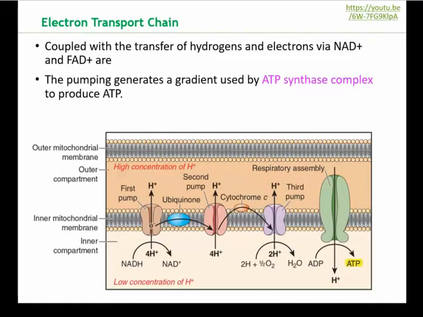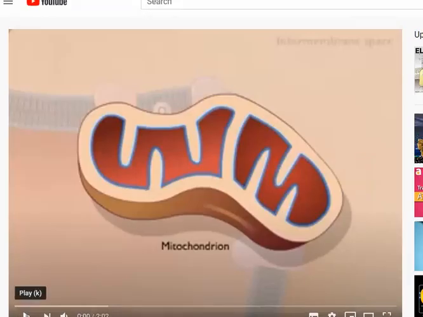All right, so continuing. The pumping generates that gradient that I talked about, and that gradient is used by the ATP synthase complex, which is our respiratory assembly right here, and this allows for the ATP production. As hydrogens pass through the respiratory assembly, we see they're pumped back down. They activate ATPase, or ATP synthase enzyme, which phosphorylates the ADP to make more ATP. We're going to watch a quick video about mitochondria and all this, but then we'll watch a better video later.